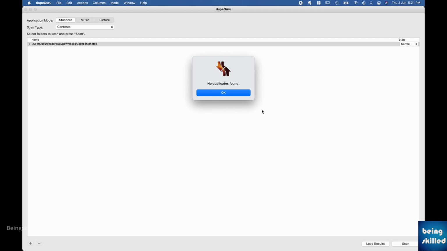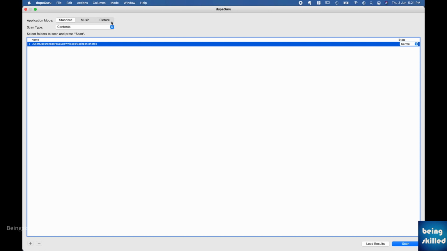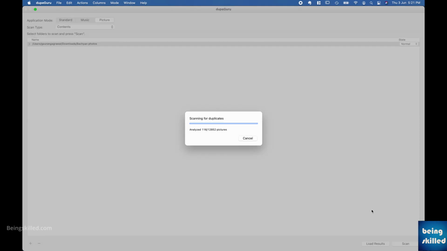There will be instances wherein you have hundreds of images and won't find any duplicates at all, because standard mode has a different algorithm, which basically does hash matches, and if they are similar, then it won't really find duplicates in them. But there is this picture mode, which does all the magic. It does some fuzzy logic, goes into the picture and analyzes it, and tries to find similar images having a similar pattern.